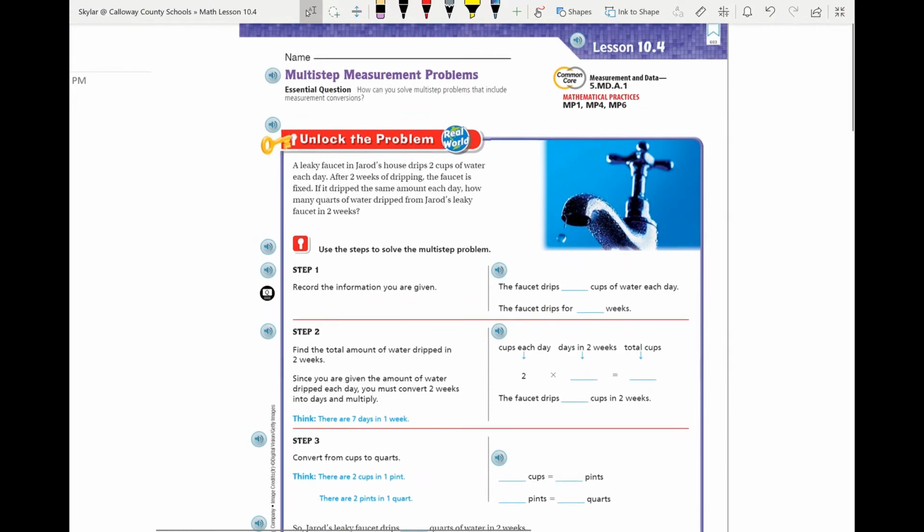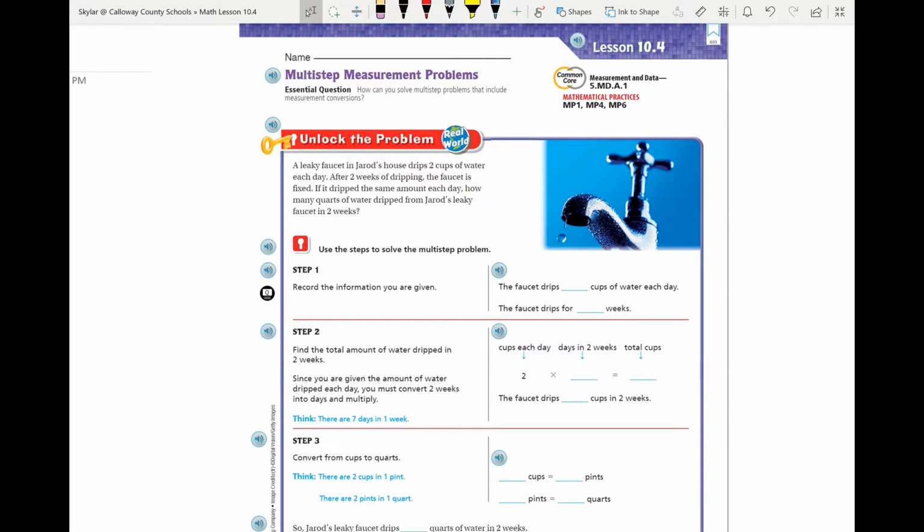If you don't remember some of your conversions, then you can flip back in your book. Page 598 has the conversions for weight. Page 592 has the conversions for capacity. And page 586 has the conversions for length. And I will post those in the description below in case you forget. So, let's go ahead and get started.